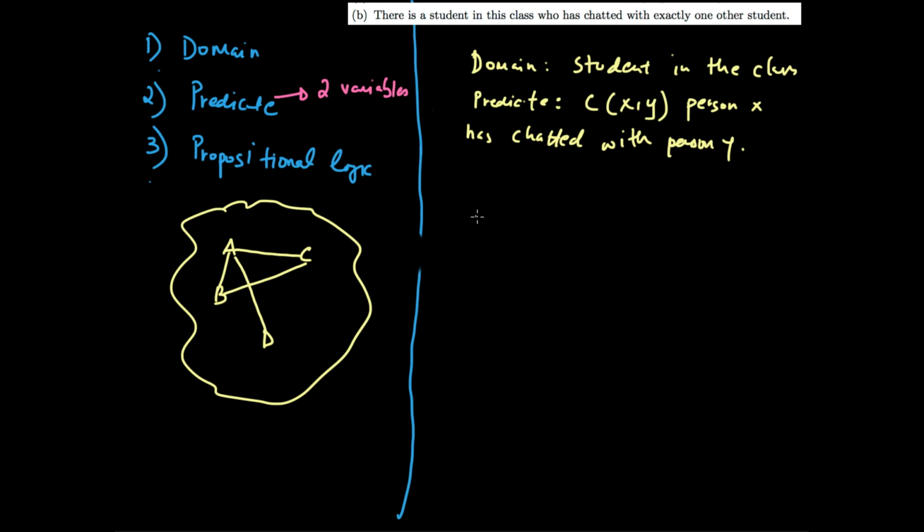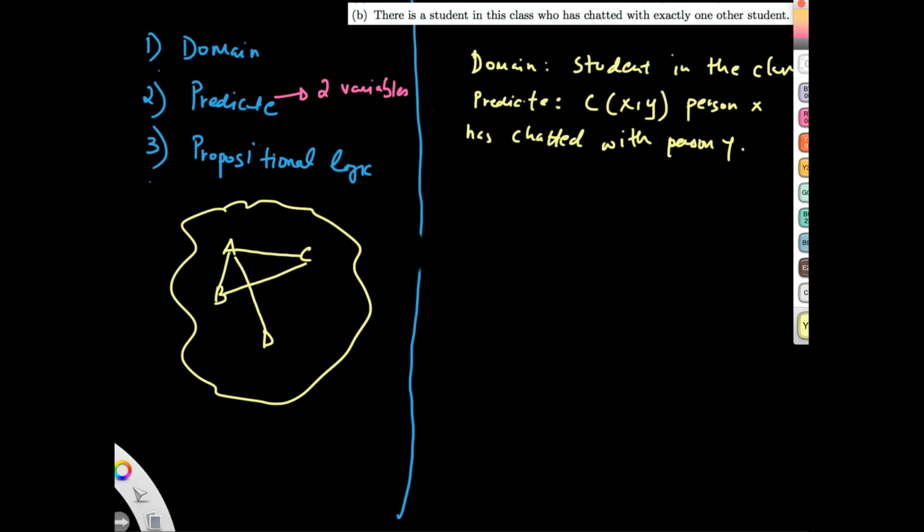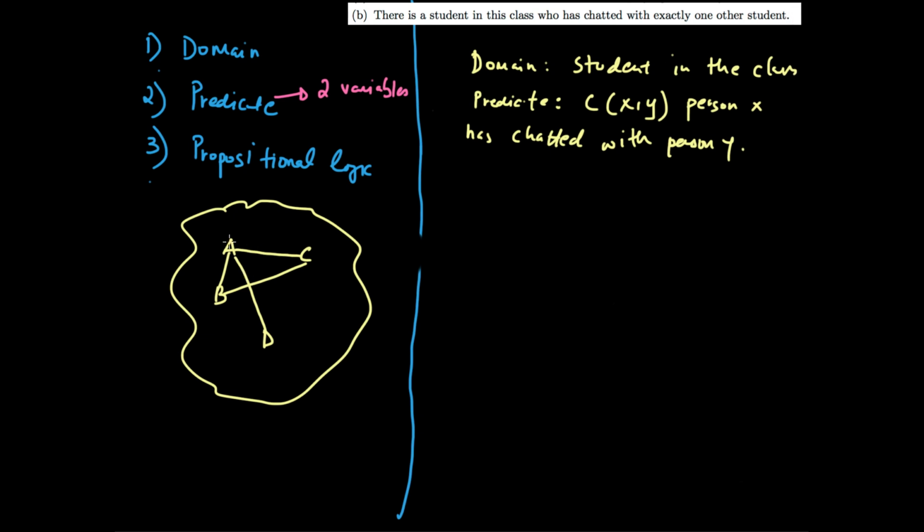So I will say given this domain of all students here, it's obvious that the student that I'm looking at, let's put some orange, A, B, D, and C. Okay, the student here is D. There's this student D that has chatted with exactly one other student. D has chatted only with A. A has chatted with B, A has chatted with C, B has also chatted with two people here, C has chatted with two people here, it's only D that has chatted with one person here.